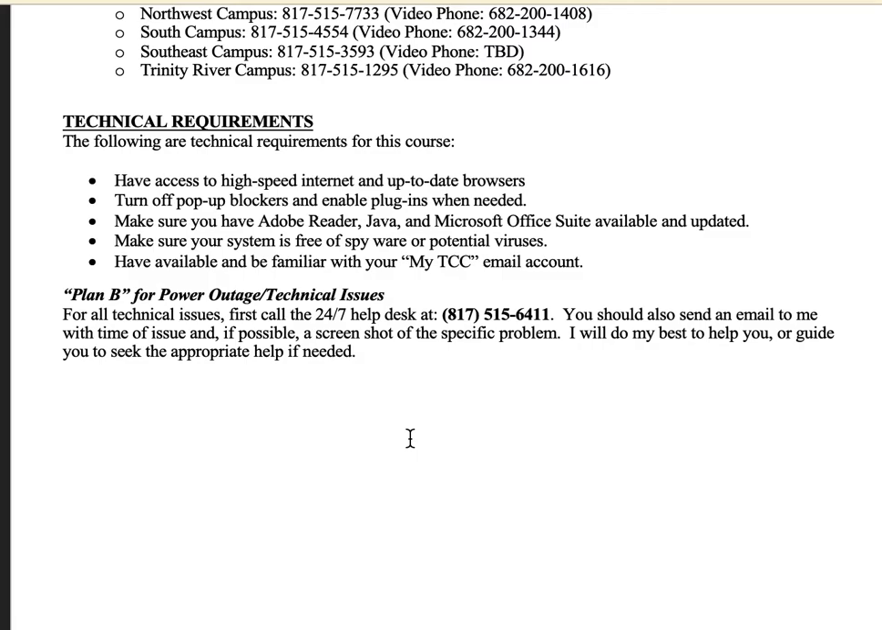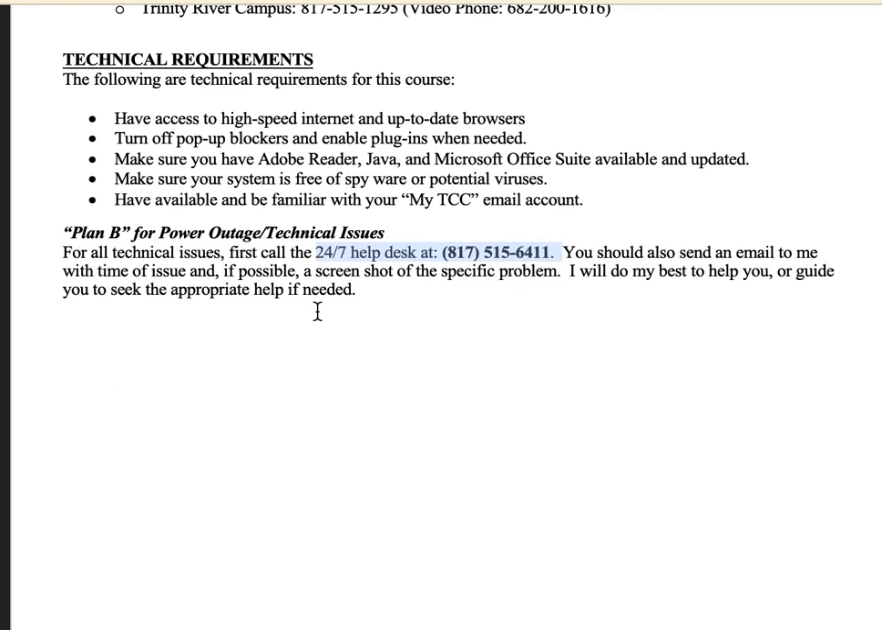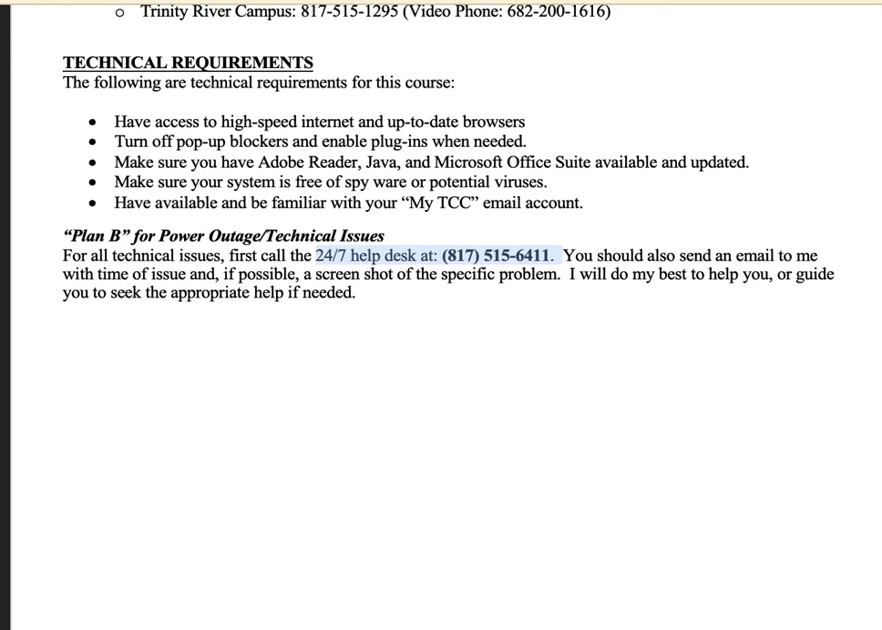If there's a technical issue, there is a 24/7 help desk. I highly recommend calling them. They are fantastic. You should also take a screenshot of the issue and email it to me at the time of the issue. I have been doing this for a long time, so I can't always find the answer, but I can sometimes find a workaround. So make sure that you do send that to me at the time of the issue as well.